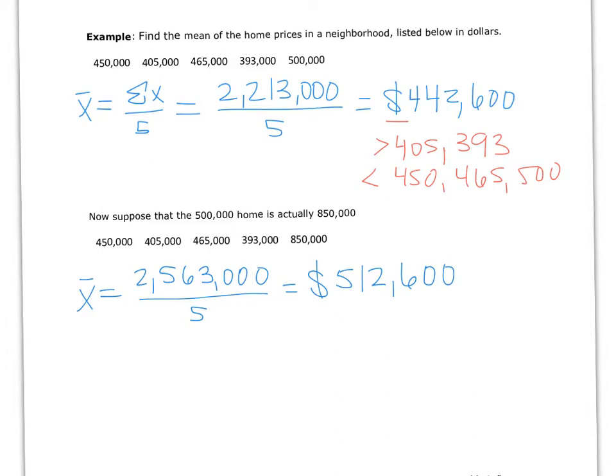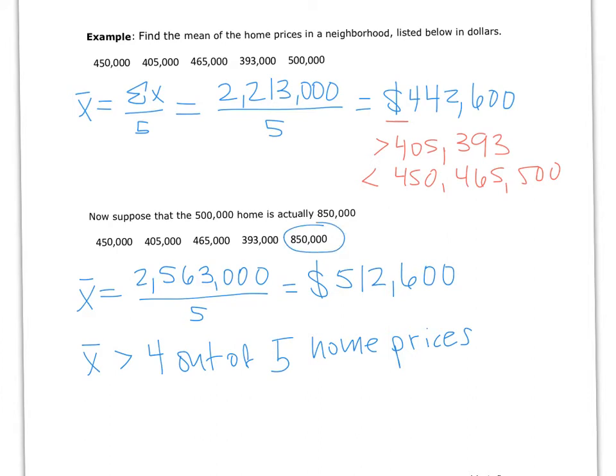Now, again, this is supposed to be measuring the central tendency of the data values, but in this case, x bar is greater than 4 out of 5 home prices. So it doesn't really serve its purpose. It's not really giving us an idea of where the center is. And it's obvious why, because we've got this large value that is really influencing the mean value.